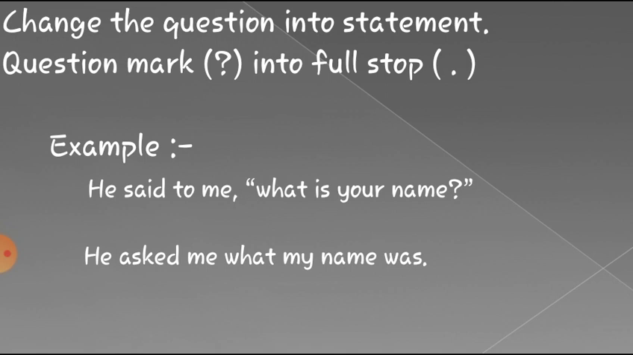only what is there. Then in the question you can see first auxiliary verb is there, then subject is there. But in indirect speech, first of all subject comes, then auxiliary verb. So here, he said to me, what is your name? That is, the direct speech can be changed into indirect speech as he asked me what my name was.